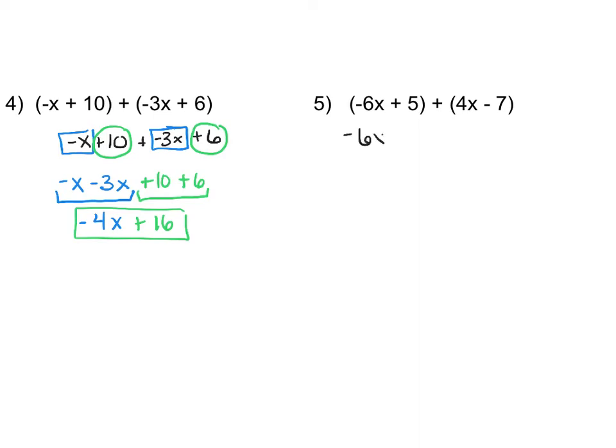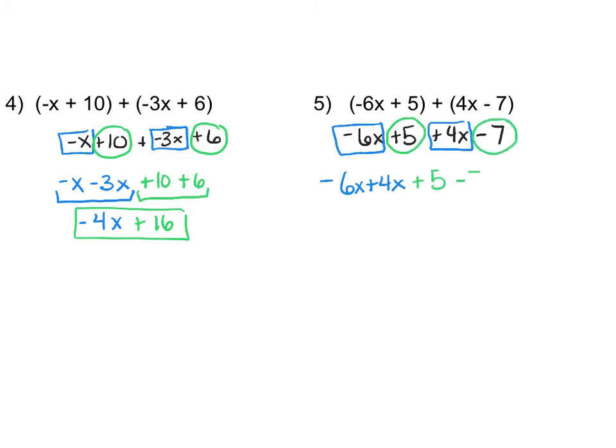So I have negative 6x plus 5 plus 4x minus 7. So this is just like before. So let's find our x's. I have negative 6x and a positive 4x. So I'm going to write them together. Now I have a positive 5 and a negative 7. So plus 5 minus 7. Those are both like terms because they're both constants. Combine like terms, so we're going to add my x's together, and then add my constants together because those are like terms.